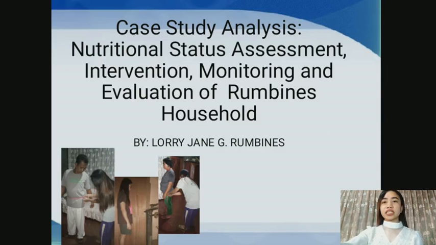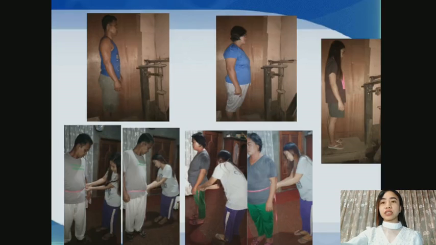This is my case study analysis for nutritional status assessment, intervention, monitoring, and evaluation of the Girombinas household. A normal nutritional status is managed through balanced food consumption and normal utilization of nutrients. There are several ways of assessing nutritional status, including anthropometric measurements, food intake, as well as the Household Dietary Diversity Score or HDDS, which were used in this study.